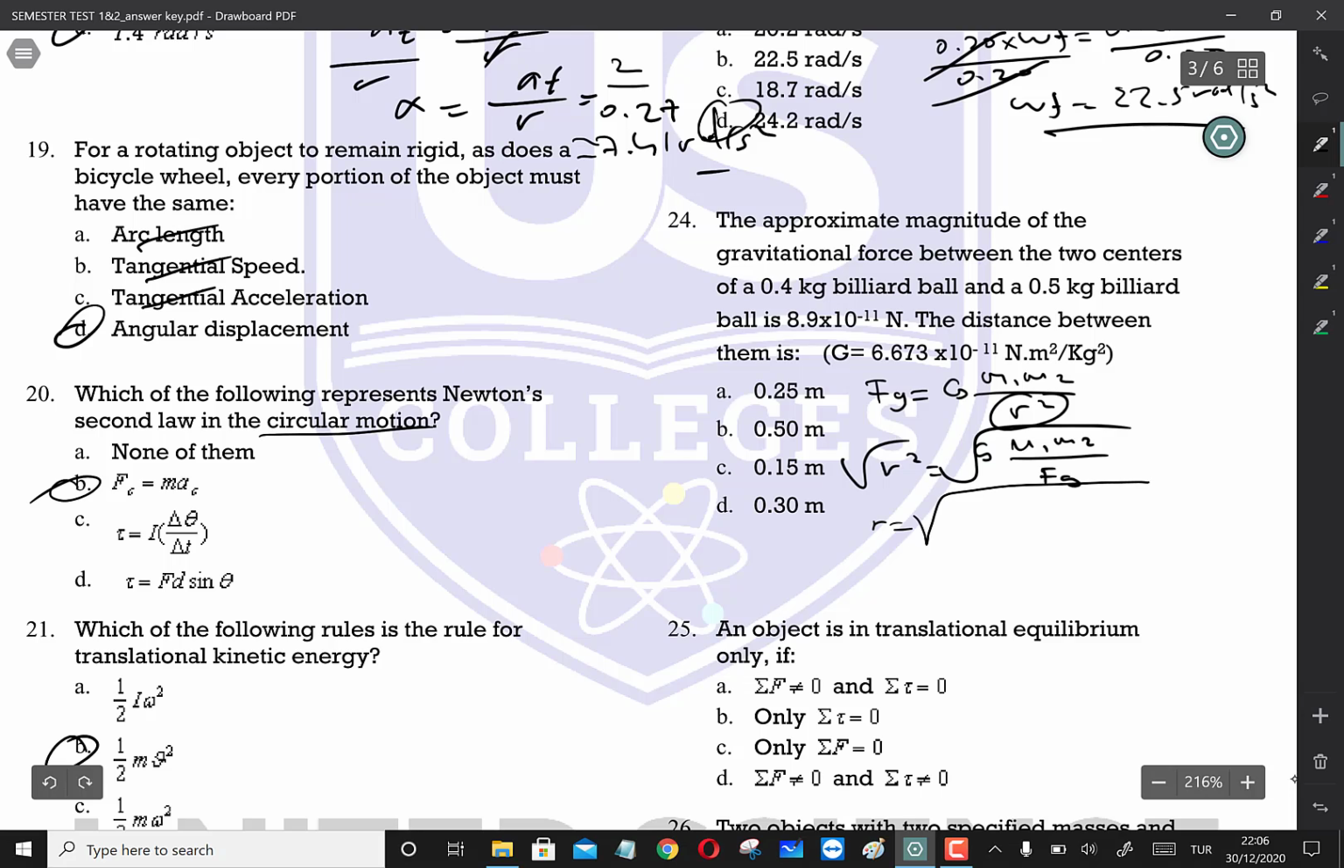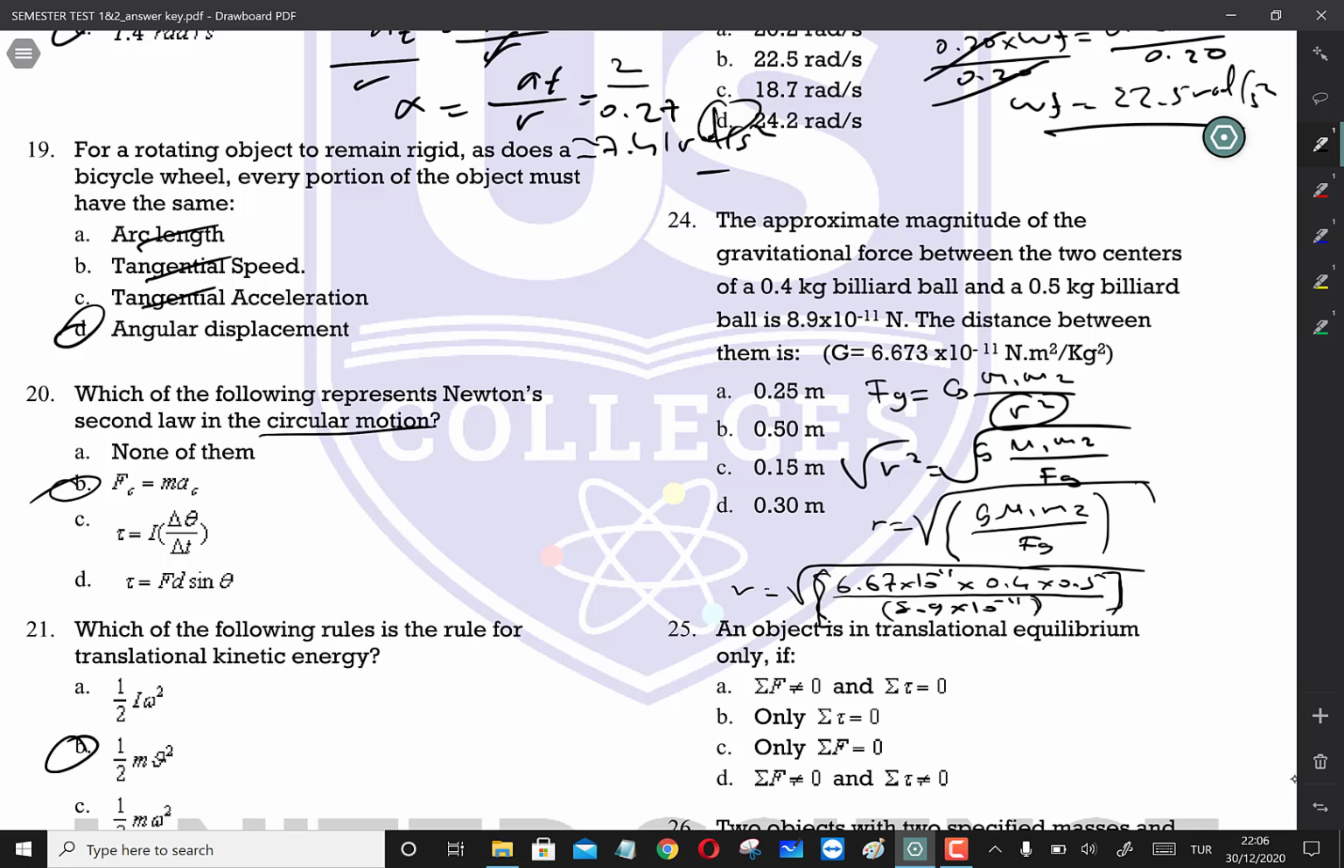R is equal to, inside the root bracket, G m1 m2 divided by Fg. Let's calculate it. So root of the bracket, which is 6.67 times 10 to the power of negative 11 times m1 is 0.4, m2 is 0.5, divided by Fg, 8.9 times 10 to the power of negative 11. Always take the denominator into a bracket if there is an exponential number, and then always use the bracket inside the root.